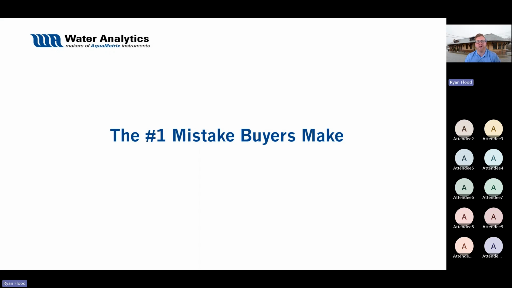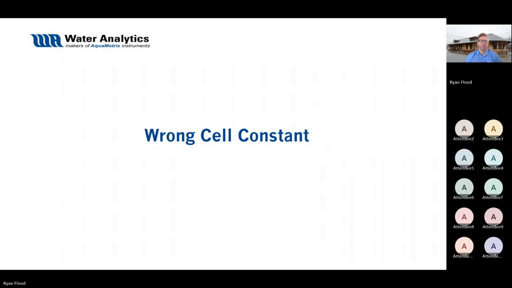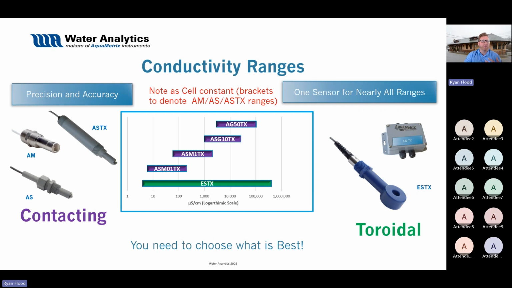But there are some pitfalls that a lot of people fall into. So the number one mistake that buyers make isn't around, do I have the right TDS value? It's not around, do I have the right temperature compensation? It often is, do I have the right cell constant? So for those that may not be as familiar with the cell constant, really the simple way to think about that is, what is the range?